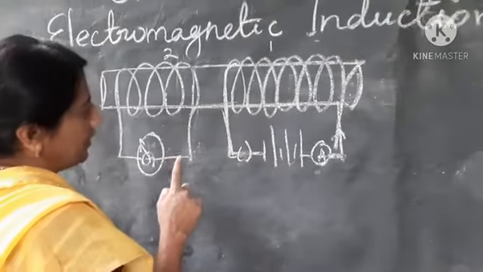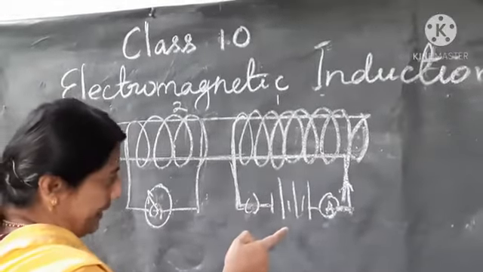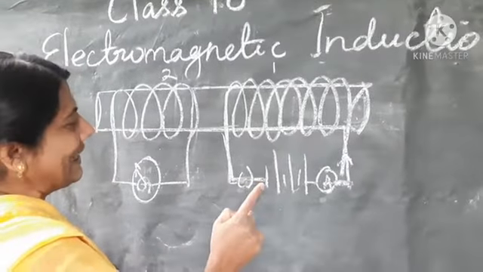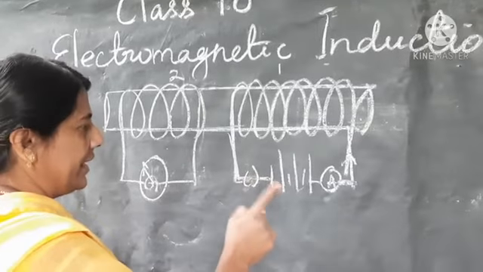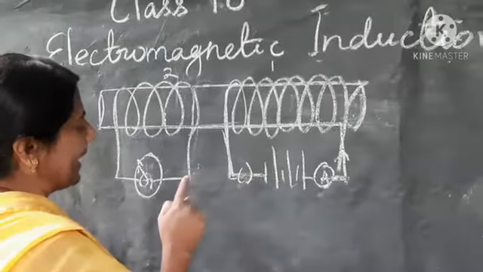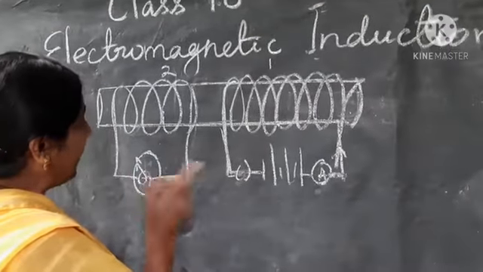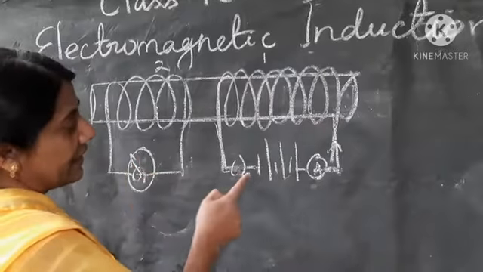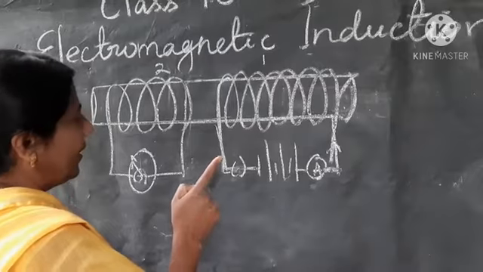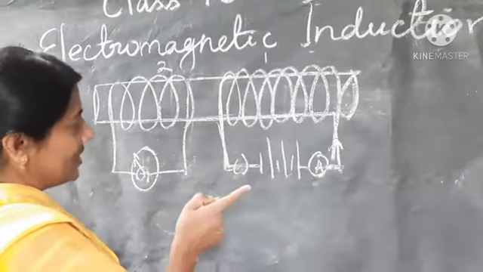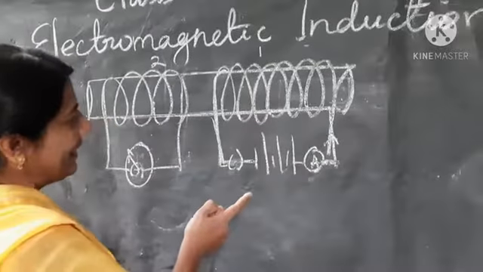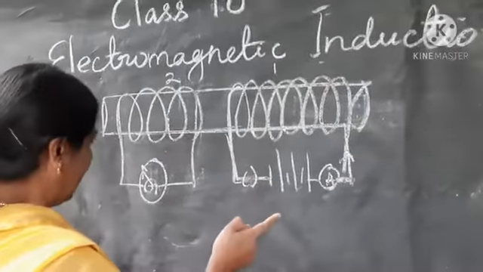And here also the current induced will be highest when the motion of the magnetic field is perpendicular. When they are perpendicular to each other, the induced current will be highest. In the case of force experienced, when current and magnetic field are perpendicular to each other, the movement of the conductor will be highest. This is what we have studied in the case of force experienced by a current carrying conductor in a magnetic field.